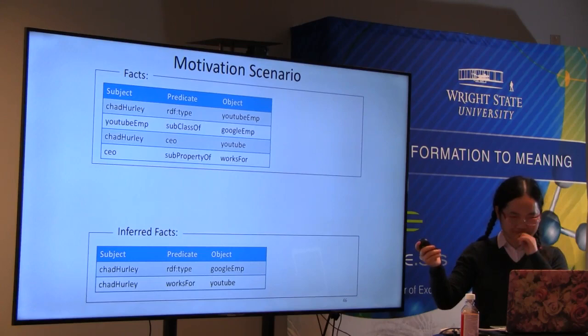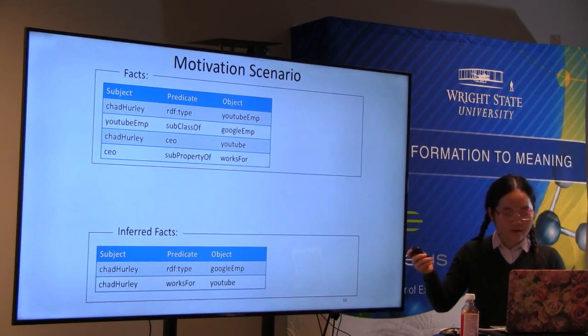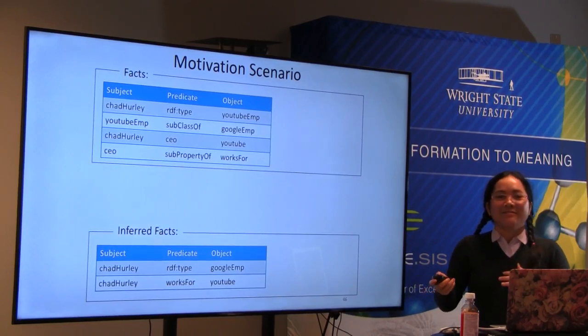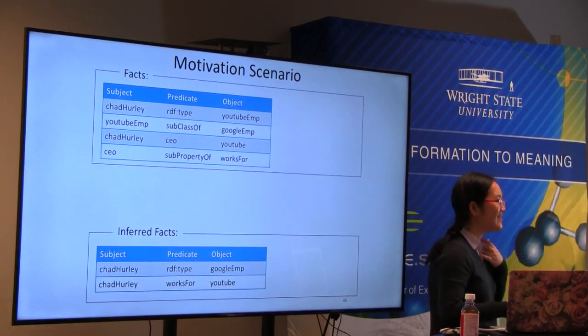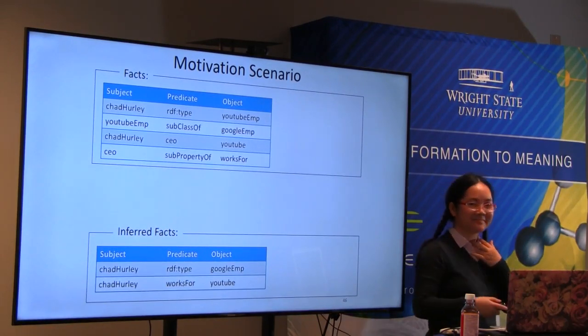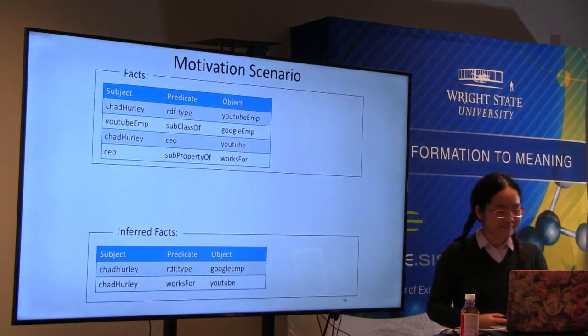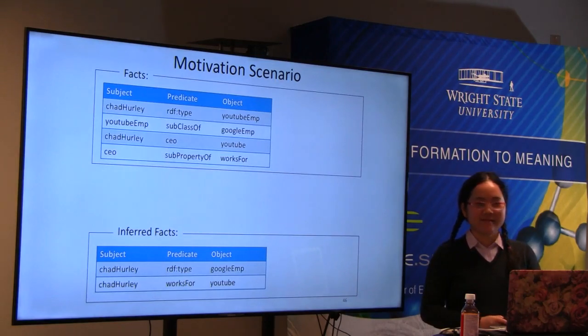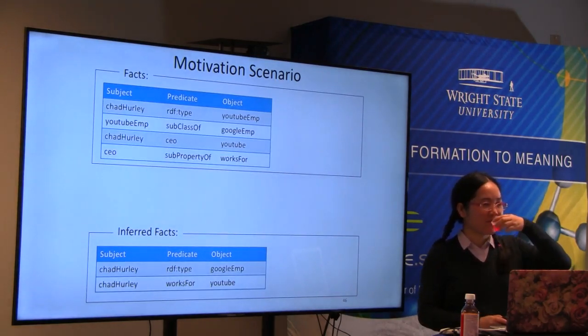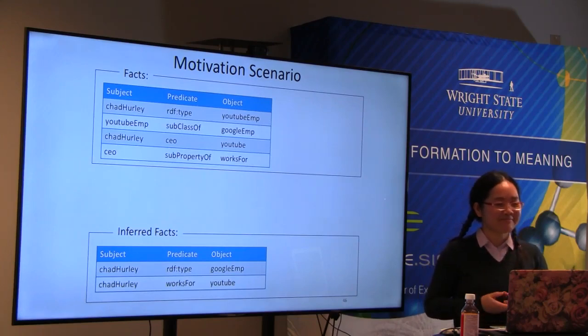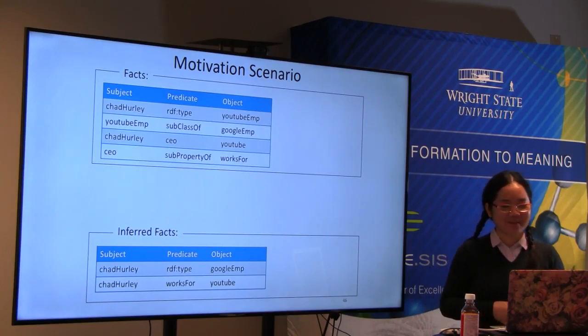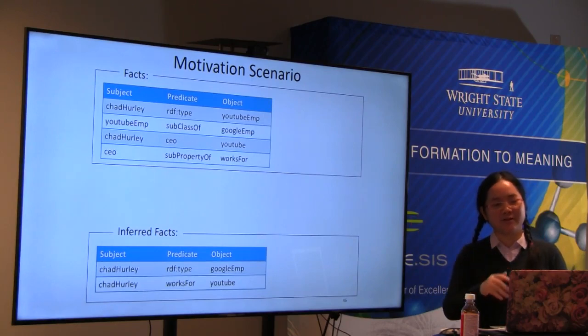I'm just taking a break. Yes, let's move on to reasoning. How many slides left? One third of that. But I'm not going to present all of them, so I'm going to go quick on them.